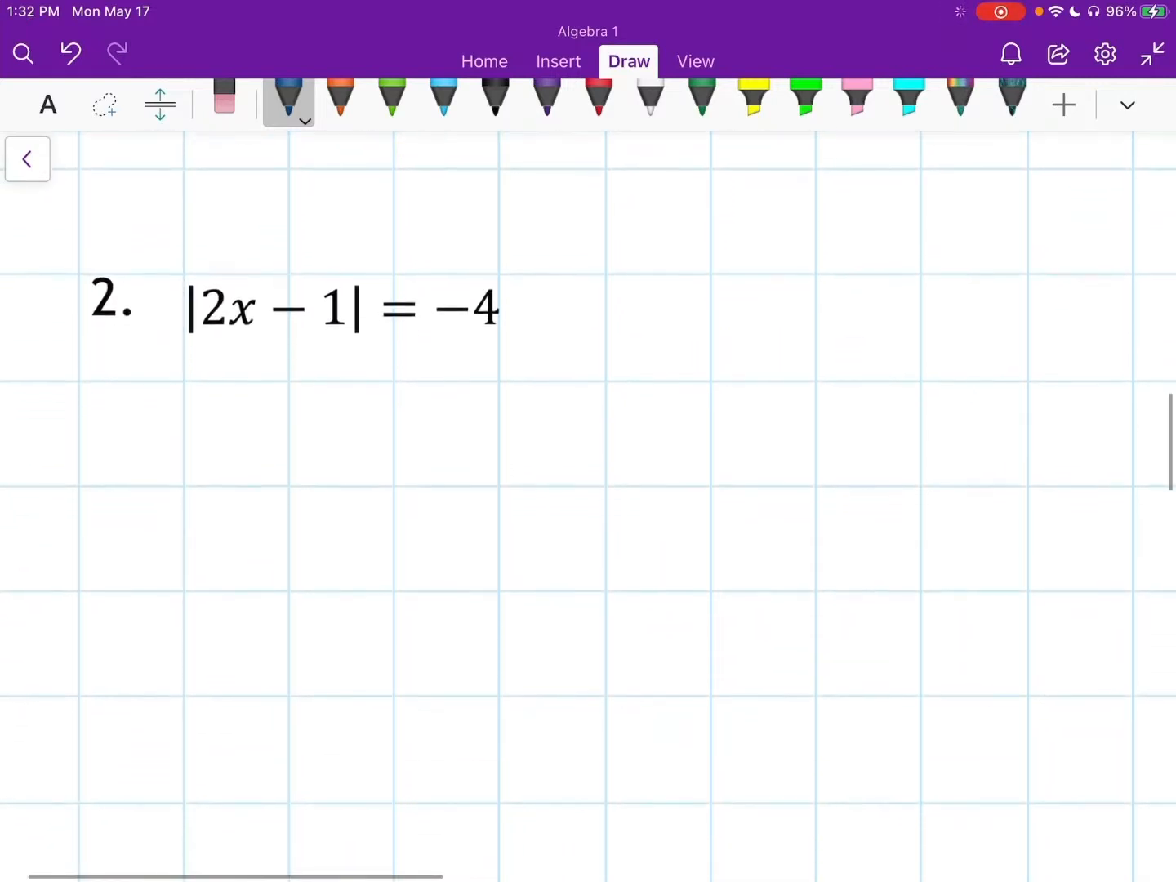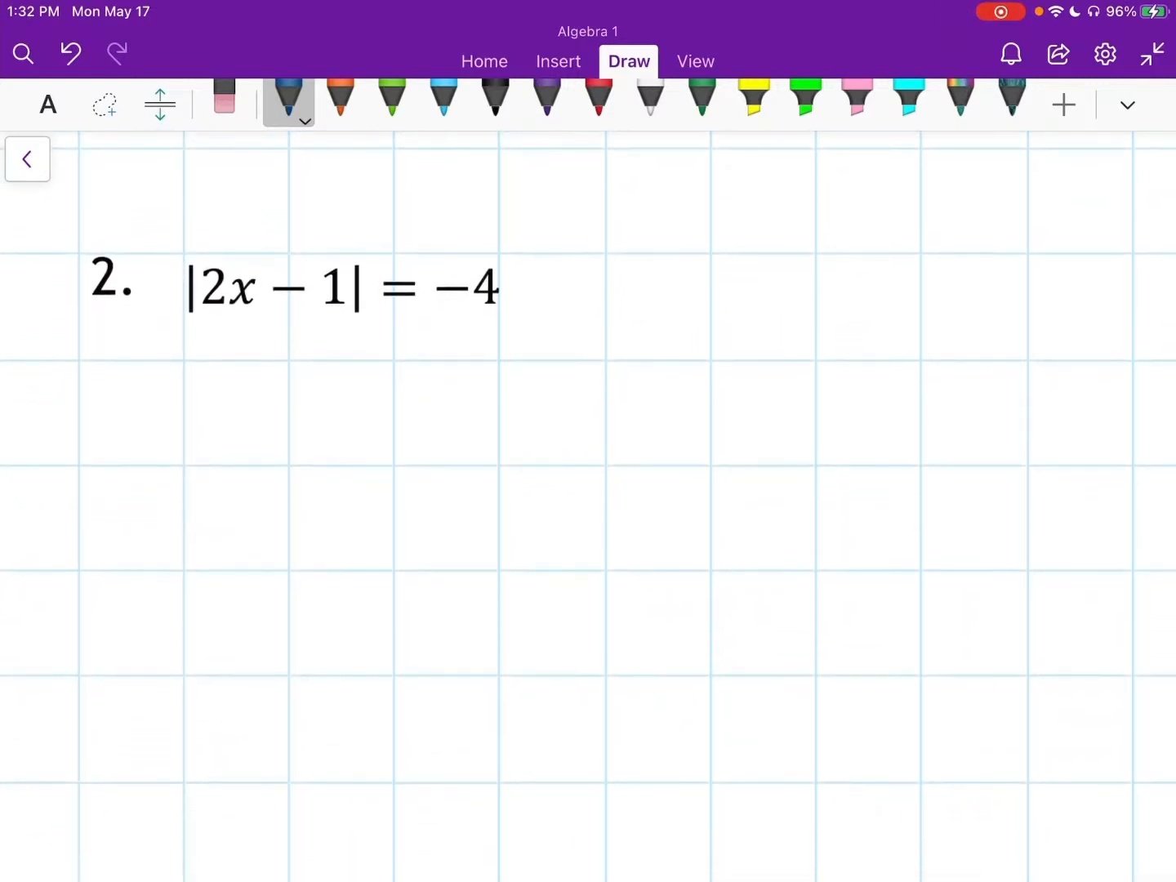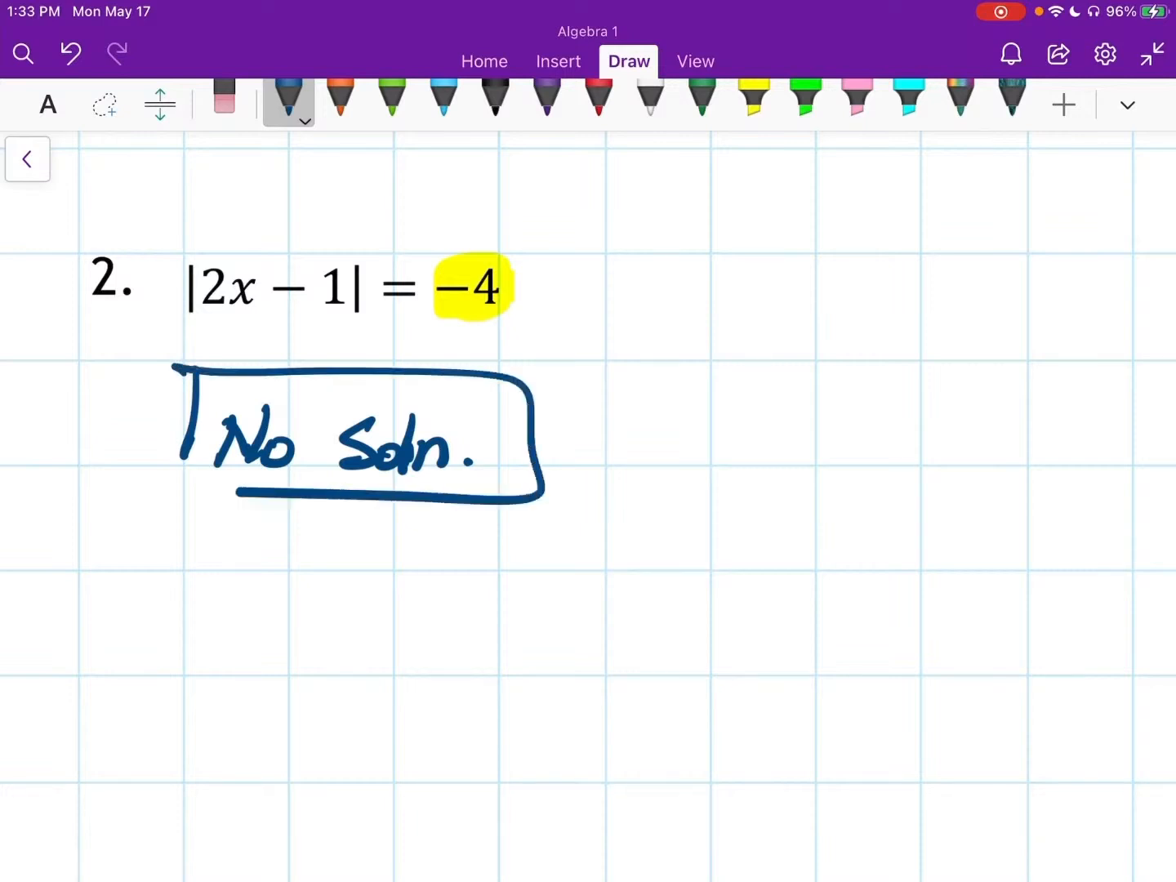Number 2, the absolute value of 2x minus 1 is -4. Now here we should see alarm bells going off. This -4 messes us up. This is going to be no solution. There is no way to take the absolute value of something and then get a negative number out of it, all right? And again, there's going to be some homework problems, or at least I'm pretty sure there's some homework problems like this. You need to make sure that you look at this.